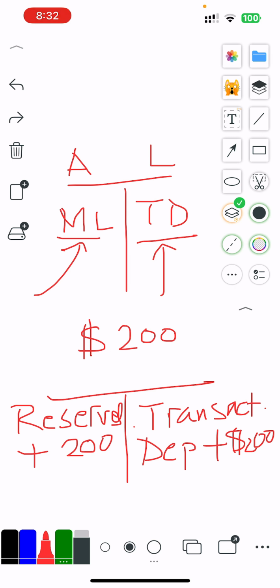Even though the bank is receiving money as an asset, because it's money the bank has at this point in time, it is technically something the bank can lose any given time when the customer demands it. So technically speaking, as I said before, it's a transactional deposit. It's a liability. So you have to add $200 to your transactional deposit and $200 to your reserves on your T account.